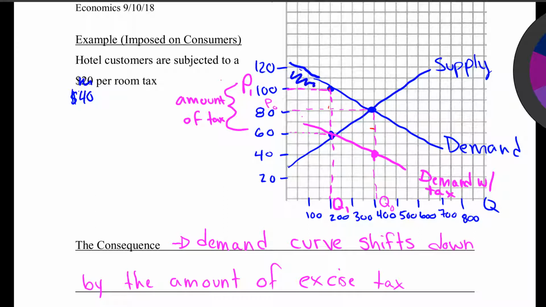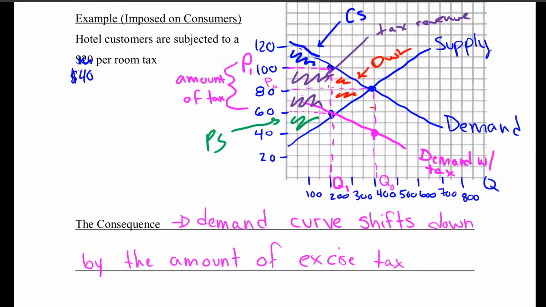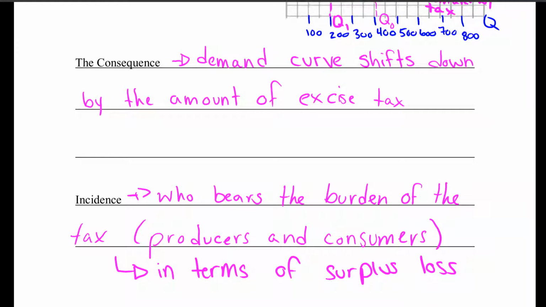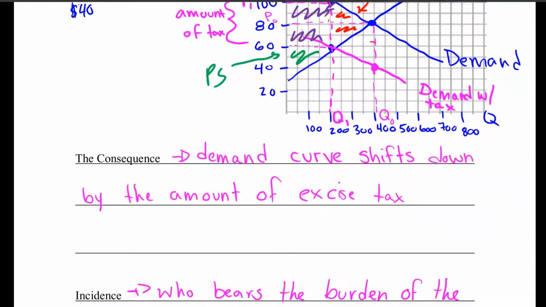We still have those areas, and it looks pretty much the same with our consumer surplus being that top, our tax revenue being this box in the middle, our producer surplus being that triangle on the bottom, and our deadweight loss being this triangle here. So the new thing we're adding to the mix here is tax revenue. So the consequence of an excise tax on consumers is that it shifts our demand curve down by the amount of the tax. So that leftward shift will cause a decrease in quantity and an increase in price.